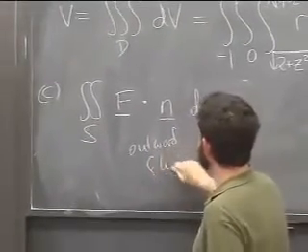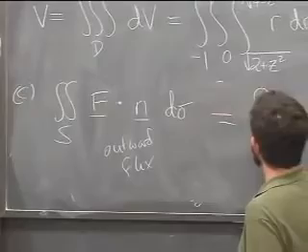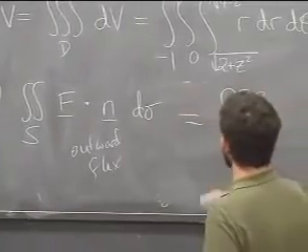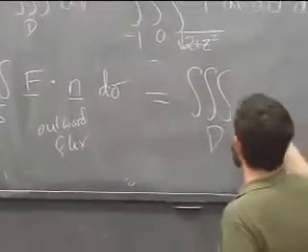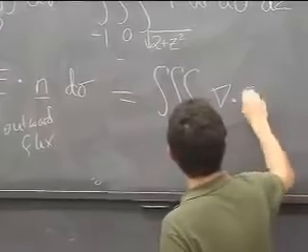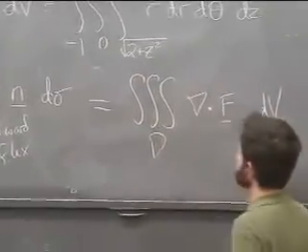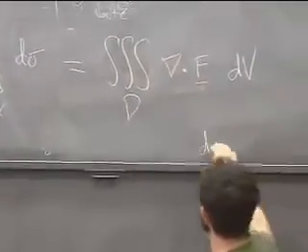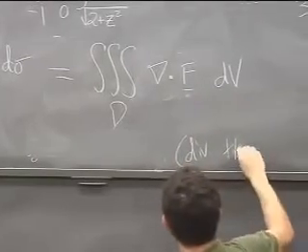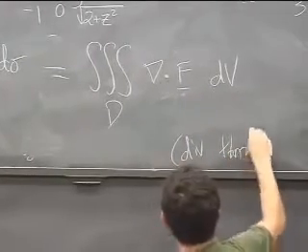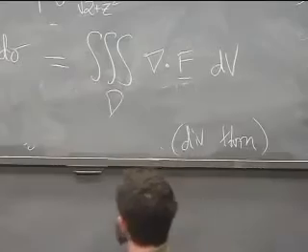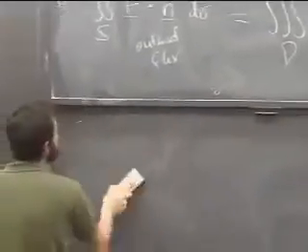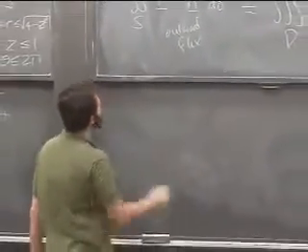And according to the divergence theorem, this becomes a triple integral over the region itself of the divergence of F dV. So this is the divergence theorem. So we're converting the flux integral into an easier integral, perhaps. We just need to compute what the divergence of F was.